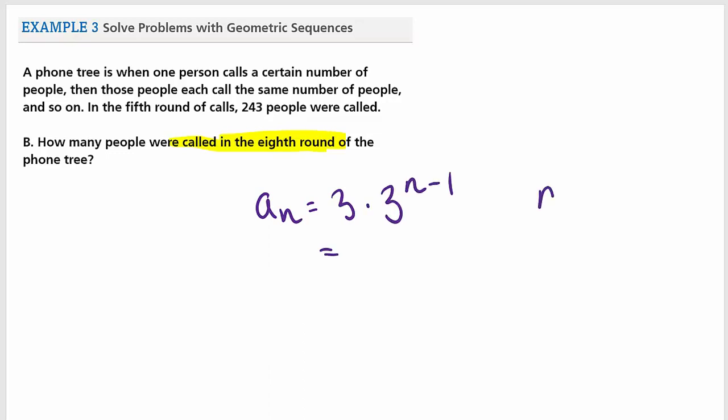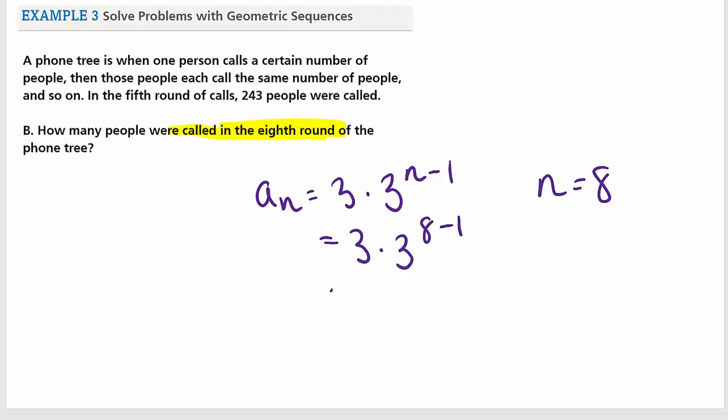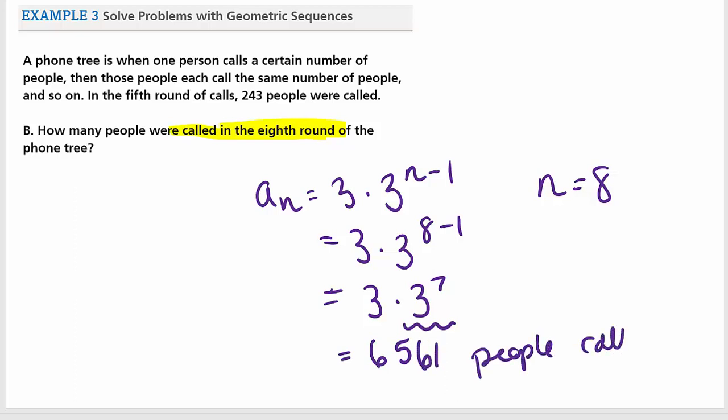So we plug in when n is equal to 8 and simplify. So we have 3 times 3 to the 7th. And remember, this has to be simplified first, and we end up getting 6,561 people called in the 8th round.